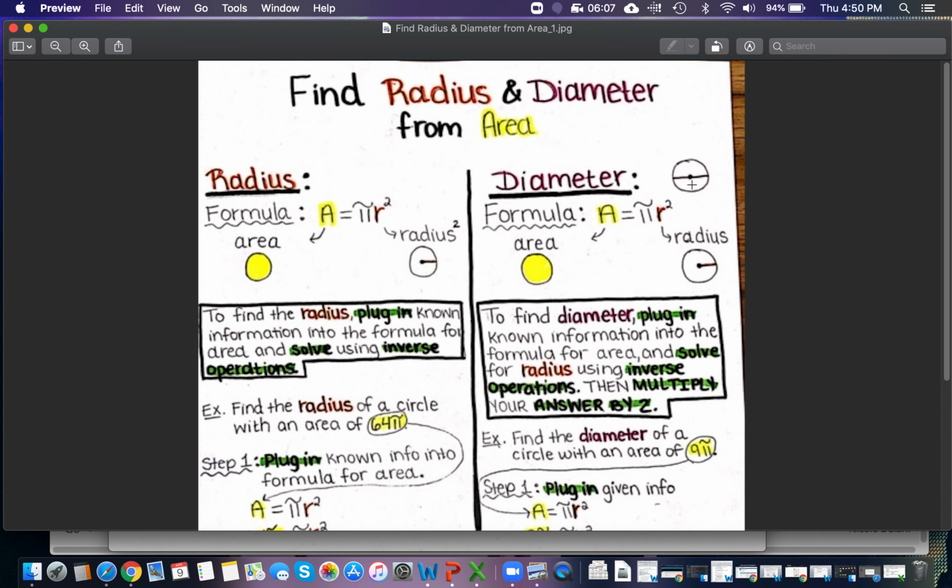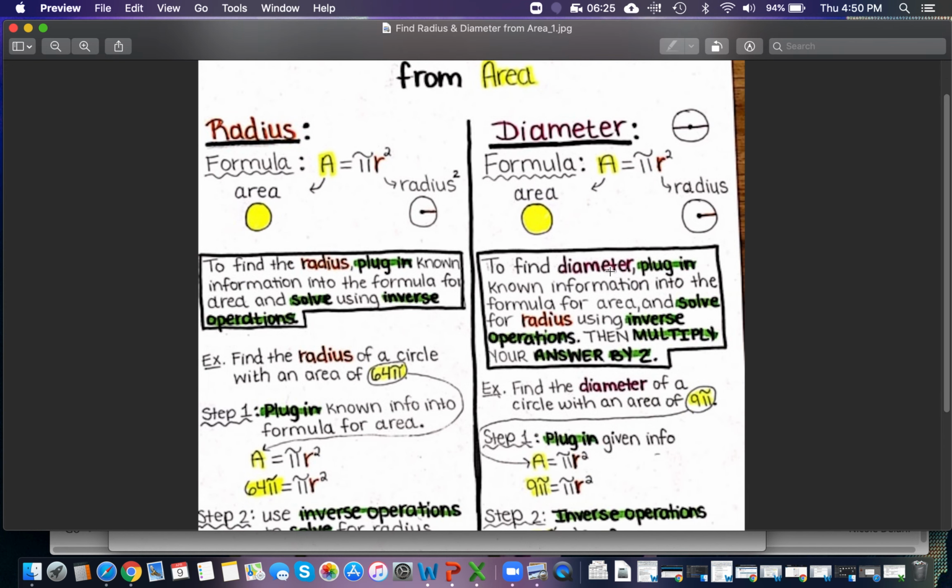And remember that the diameter is the distance from one edge of a circle to the other edge that passes through the center, and that the diameter is 2 times or twice the radius. So, to find the diameter when you're given the area, plug in the known information into our formula, area equals pi r squared, and we're going to solve for the radius using inverse operations. Then, because the diameter is twice the radius, whatever I get as my answer for the radius, I just need to multiply that answer by 2.